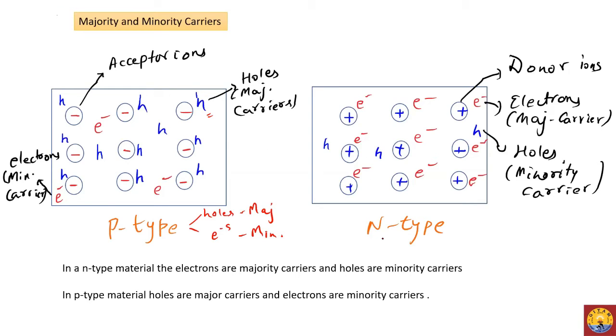Now coming to n-type, we know n-type will have more electrons. Here we have donor ions. That's why we assign them as positively charged ions, because they give up one electron. So they are positively charged, and we have more electrons. Similarly, there may also be holes present. Here, electrons are the majority carriers and holes are the minority carriers. So for n-type, electrons are majority carriers and holes are minority carriers.